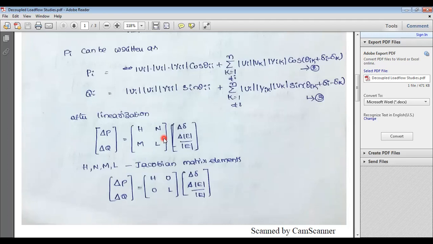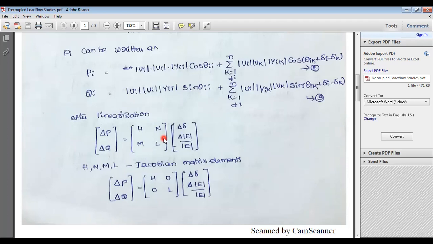Now, this is about the linearization, but we are not going to see that. Linearization also has some important derivations, but that has not been included in your syllabus. So that's why we are directly going to write down the result after linearization. This part you have to remember.